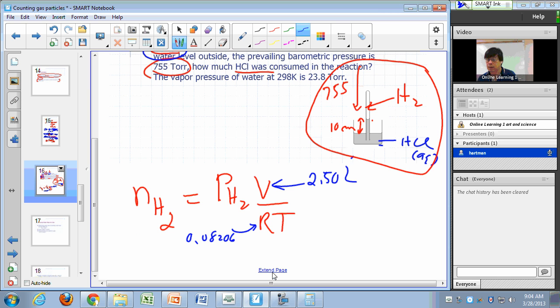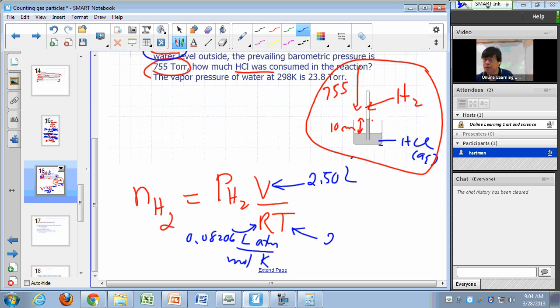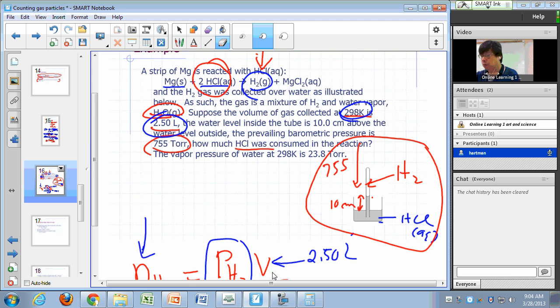0.08206 liters times atmosphere per mole per Kelvin. Do I know my temperature? This experiment was done at room temperature, 298 Kelvin. So for me to figure out moles of H2, I have to figure out the partial pressure of H2. So the question is, what's the partial pressure of H2? Well, let's see.